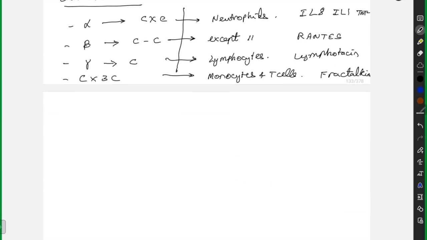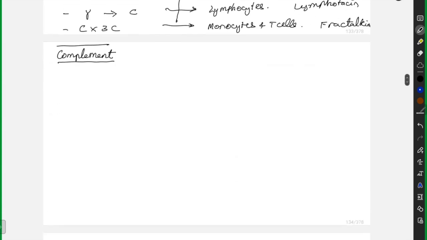Okay, so the first one which we are going to see is the complement system. This system functions in both innate and adaptive immunity. The critical step in complement activation is proteolysis of component C3. Now I am going to explain this very important thing, the complement system. See, the complement system basically consists of three important things.